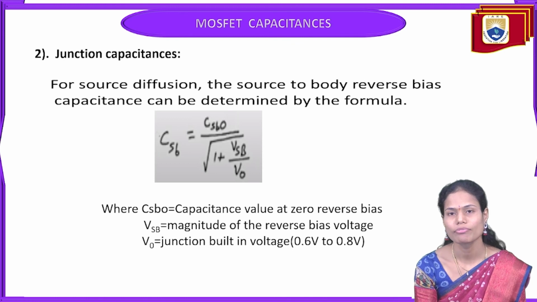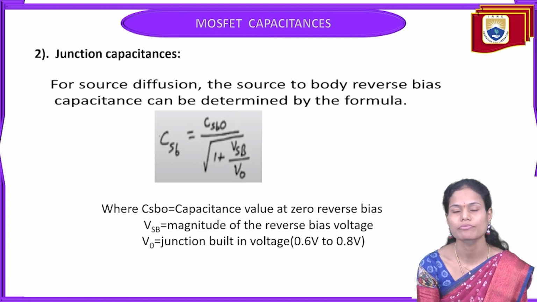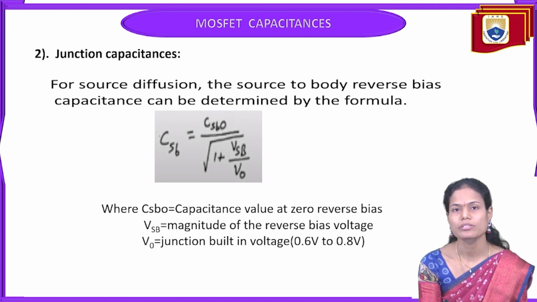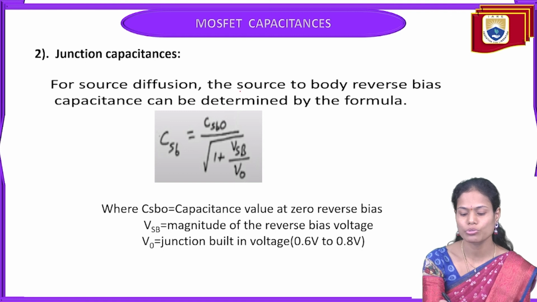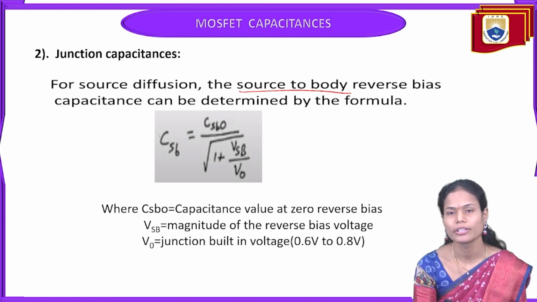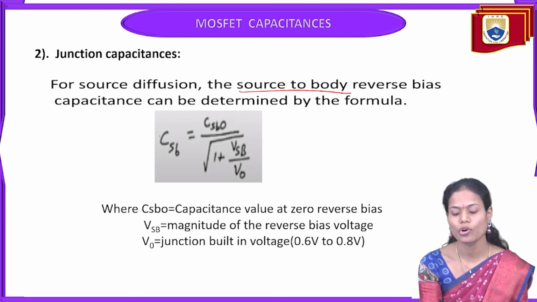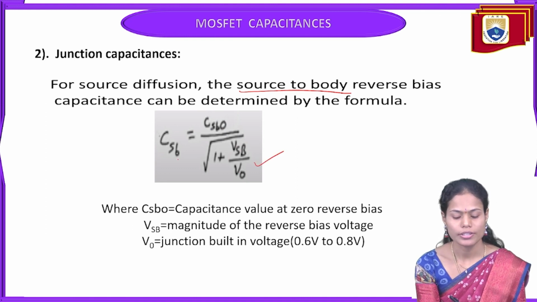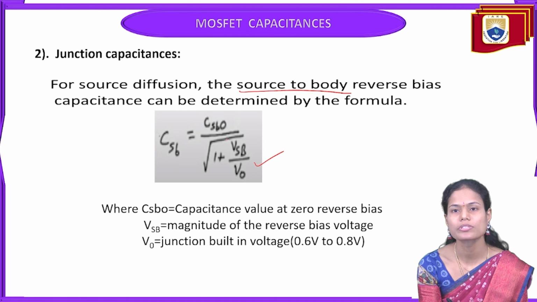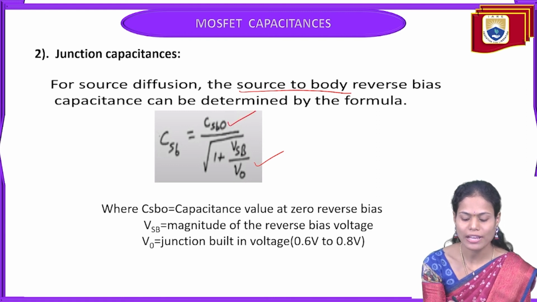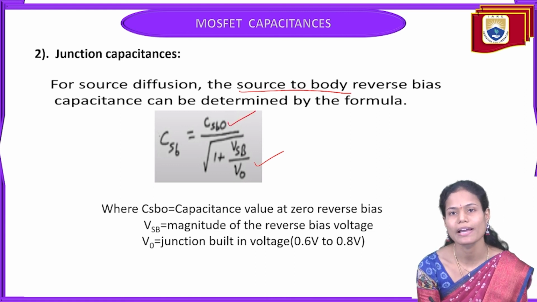And the second category of capacitances which exist in the MOSFET are junction capacitances. Two types of junction capacitances exist in the MOSFET, that is between the source and body and between the drain and body here. For source diffusion, the source to body reverse bias capacitance can be determined by using this formula: C source to body equals CSBO divided by the square root of 1 plus VSB by V0, where CSBO is nothing but the capacitance value at zero reverse bias condition.